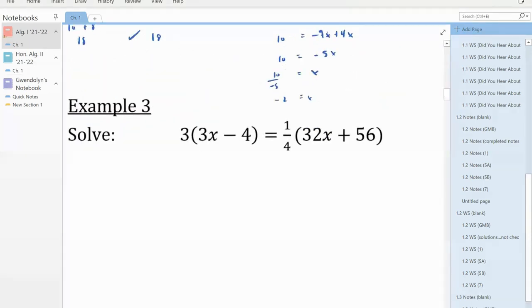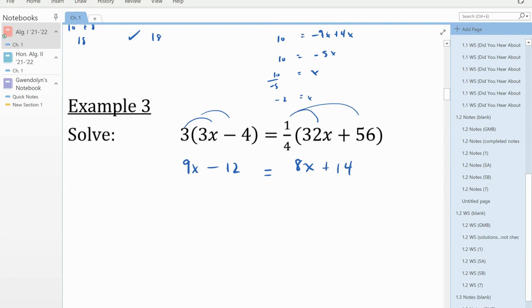Okay, is there another one over there? There's not. Okay, this one, there's stuff to do on each side before I start moving things around. So let's do that. Let's distribute that 3. We'll distribute our fourth. A fourth of 32 is 8. A fourth of 56 is 14.